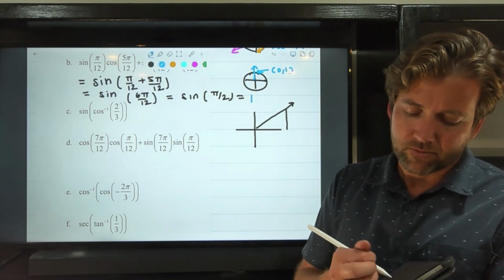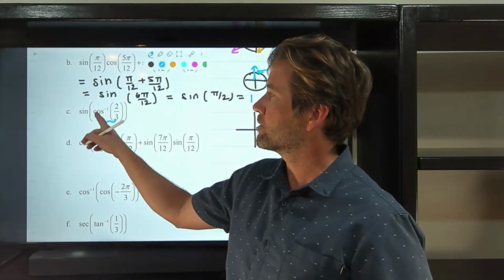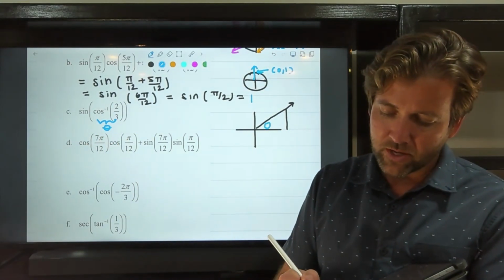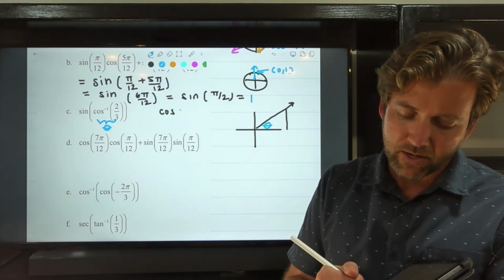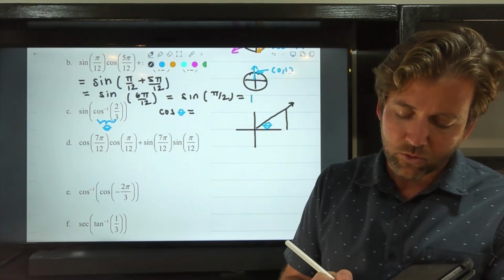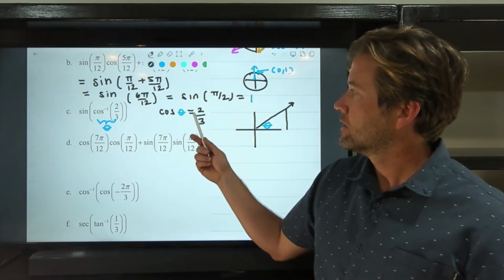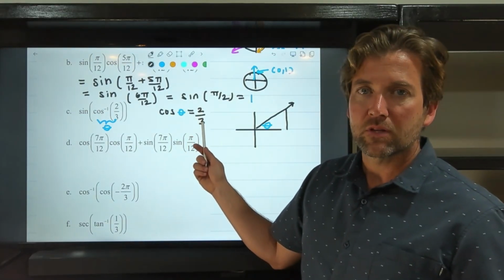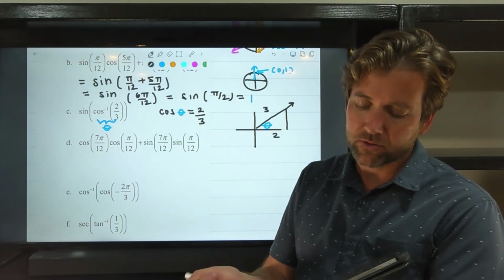Just to understand this, I'm going to let arc cosine, the inverse trig functions, output angles. So I'm going to let this be an angle. I'm going to put theta here. This implies that the cosine of theta will equal 2/3. So here's our triangle. Cosine of theta will be the adjacent over the hypotenuse.